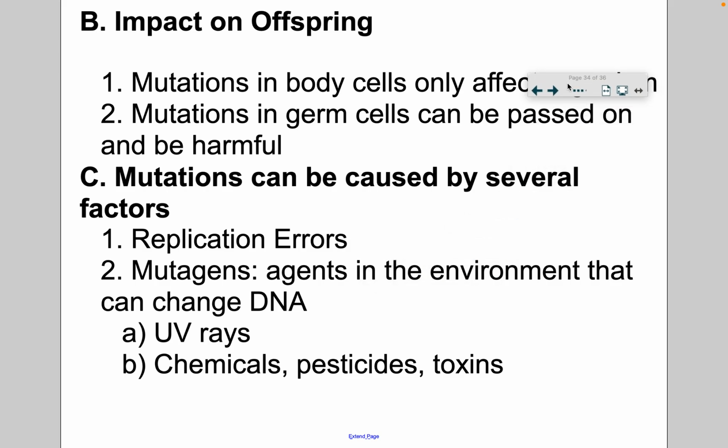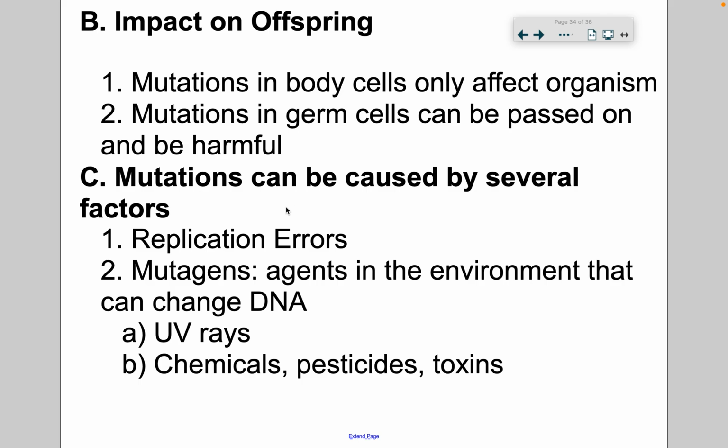Okay, the impact on the offspring. Mutations that occur in your body cells only affect that organism. So if I have a mutation in my skin cell, it's only going to affect me. However, if the mutation occurs in a germ cell, okay, germ cells are sperm or egg or sex cells, they can be passed on to the offspring and be quite harmful.